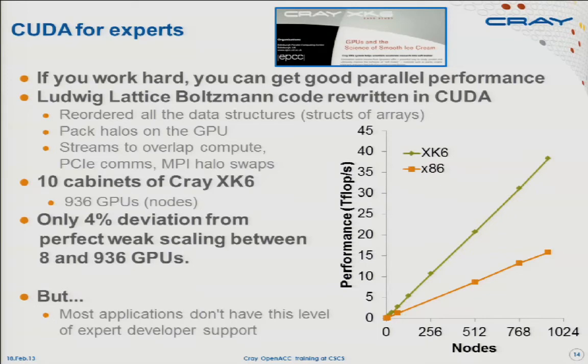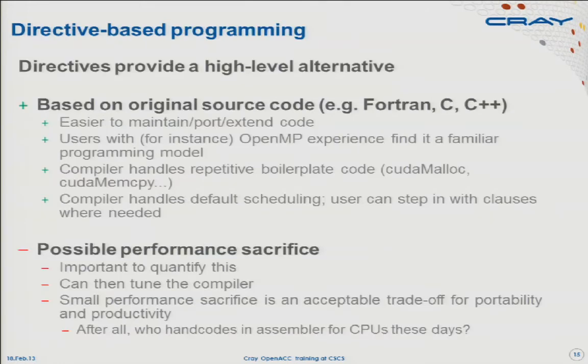But this was a physics code by the University of Edinburgh. They spent a lot of time rewriting the entire code in CUDA. They did a lot of work reordering data structures, packing halos on the GPU, and using streams to overlap things that they could overlap. They got very nice results, but most applications don't have this amount of expert developer support. But you still want to get the benefits from a GPU.